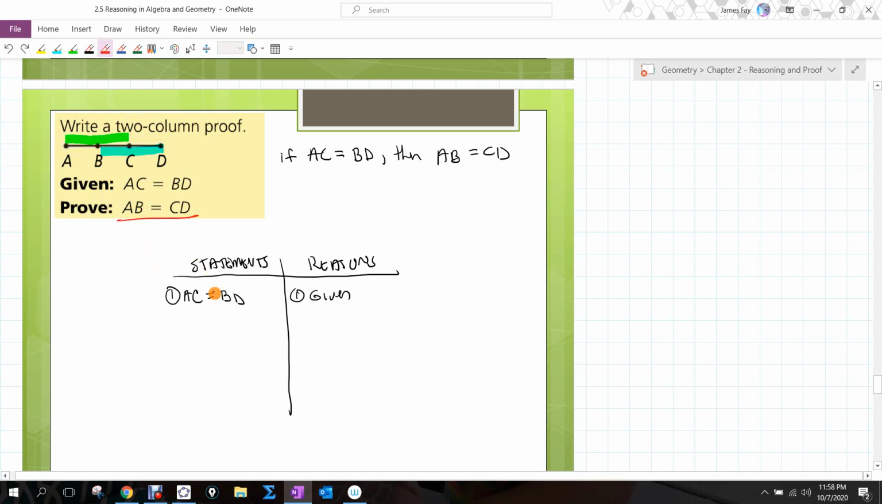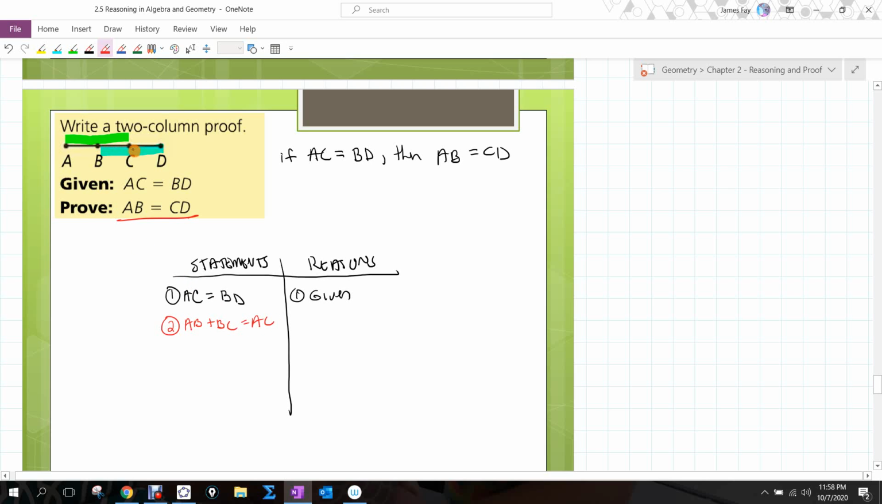Next thing I'm going to do is, okay, well, I don't have any vocabulary, so let's look at our picture and see if we can make an argument about the green segment. So look at that green segment. I think we can all say that AB plus BC is equal to AC.